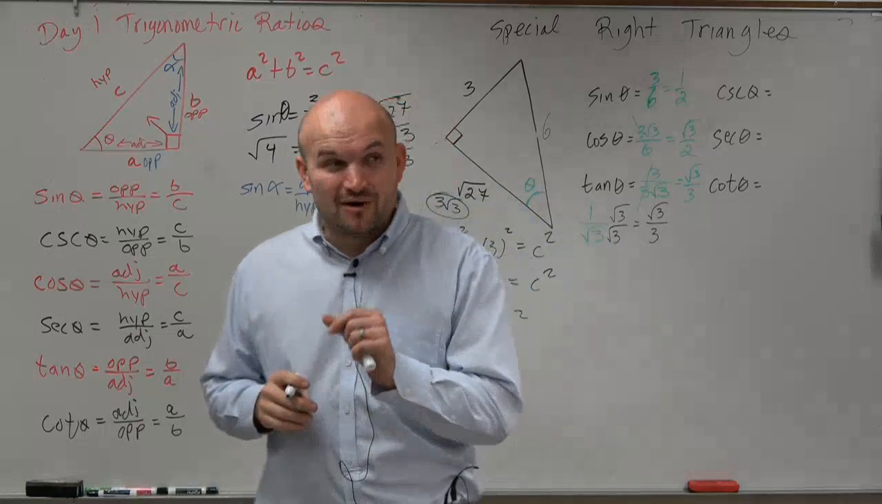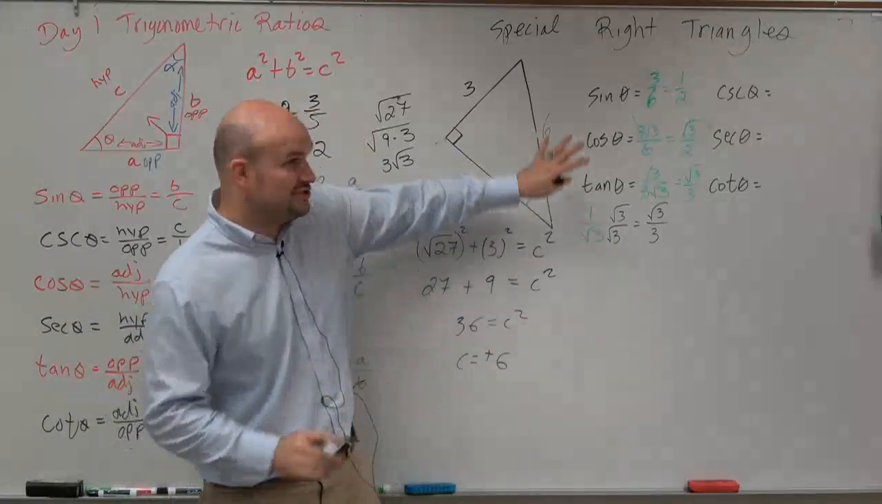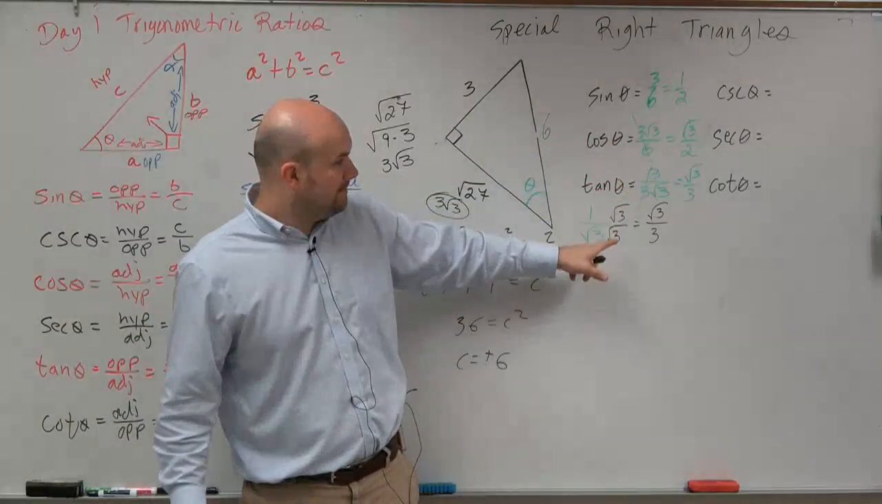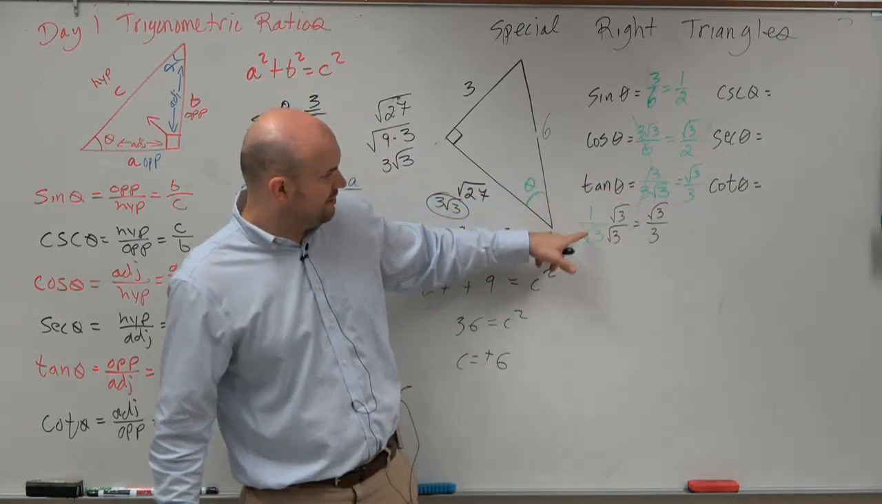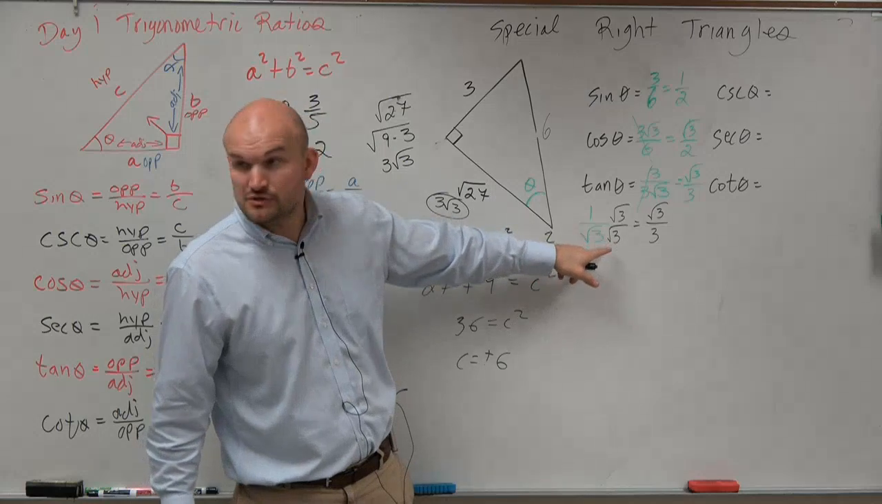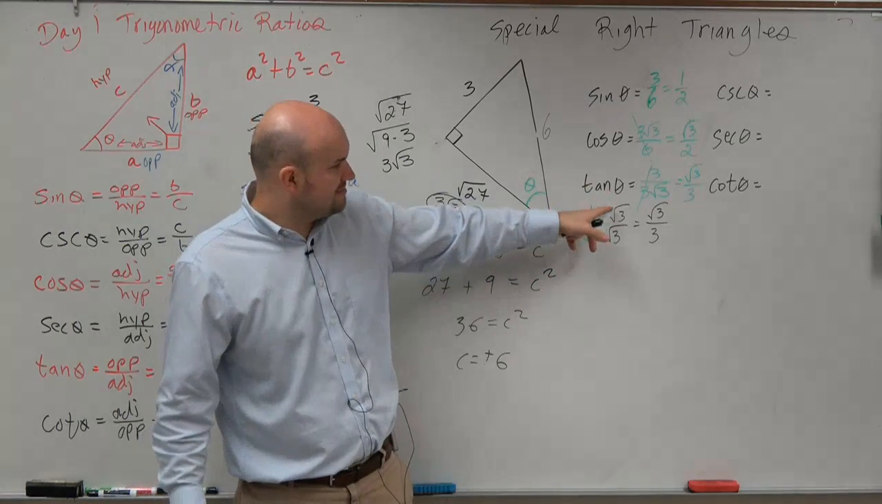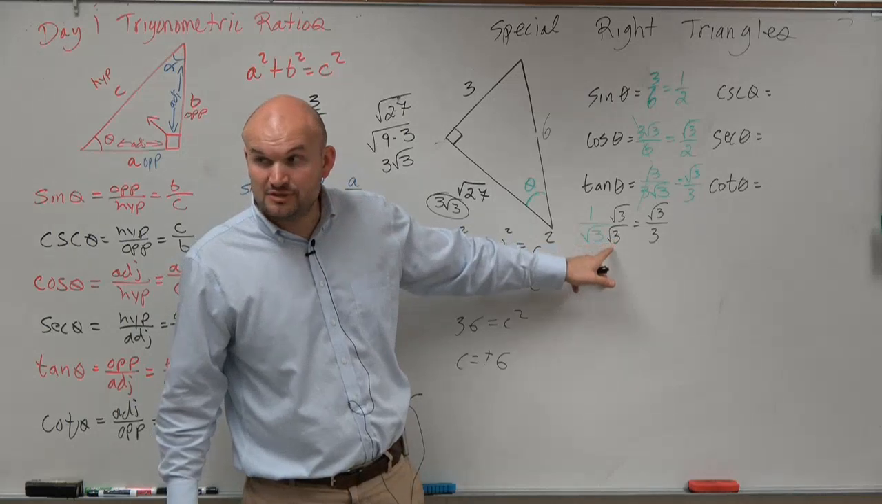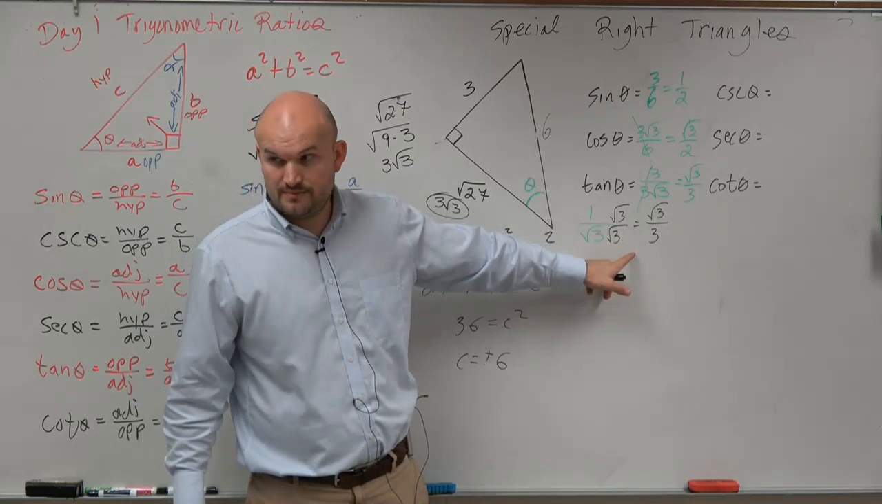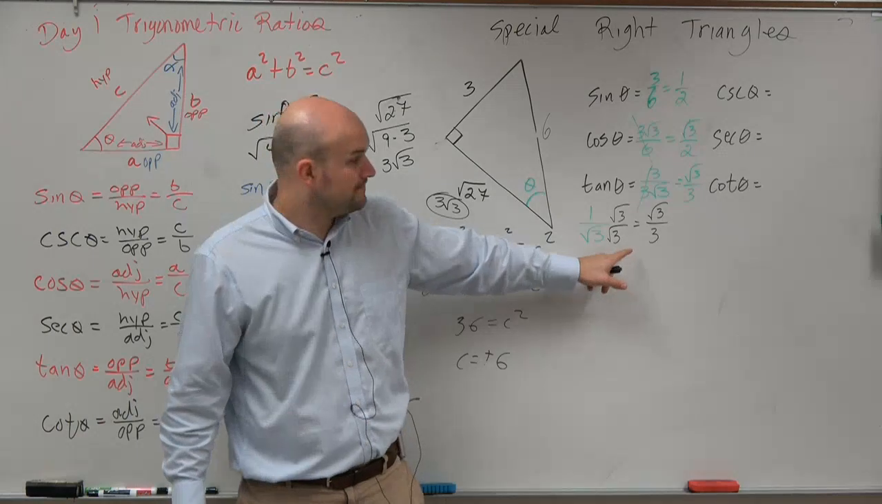OK, now moving on to the reciprocal identities. I like to do these first. So this reduces to 1 over the square root of 3. I multiply by the square root of 3 on the top and the bottom. 1 times the square root of 3 is the square root of 3. Square root of 3 times the square root of 3 is the square root of 9, which is just 3. Okay?